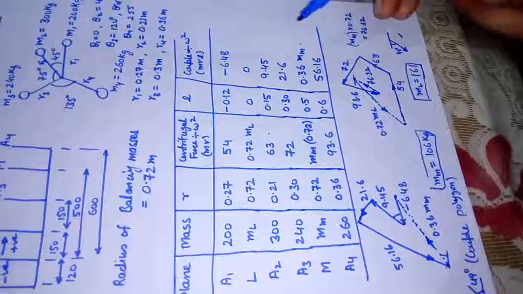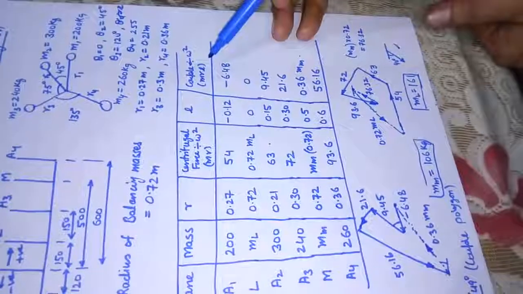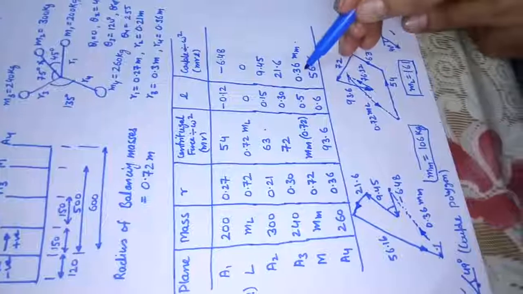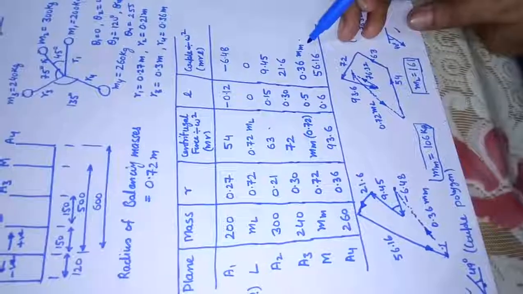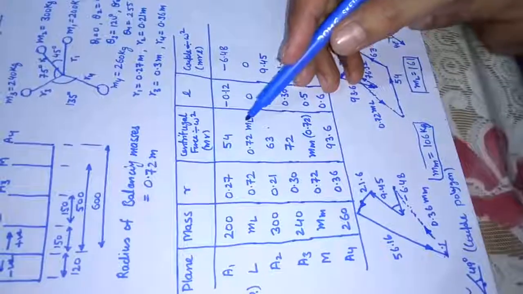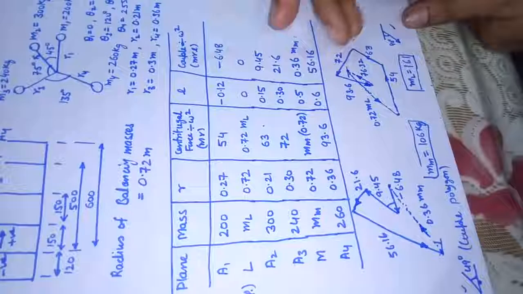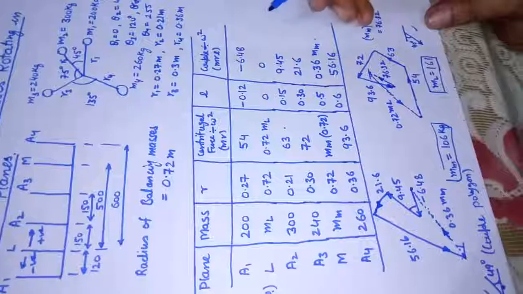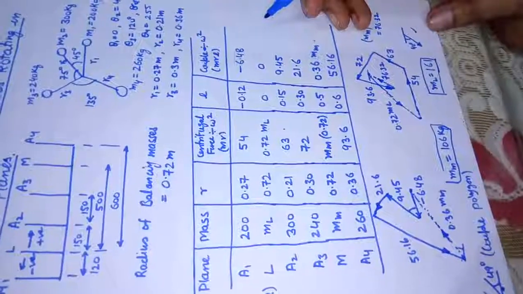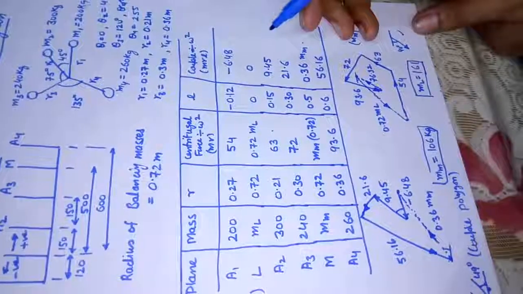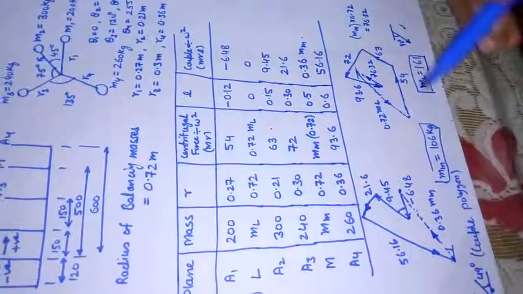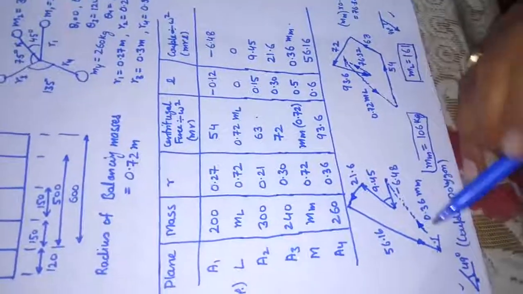Now how to proceed further? If you see the column of couple, we have one unknown, 0.36 mm, and in the force column we have two unknowns. So it is recommended to start the solution of the problem from the couple polygon. We'll make the couple polygon first, and after that we'll make the force polygon. The couple polygon is shown here.